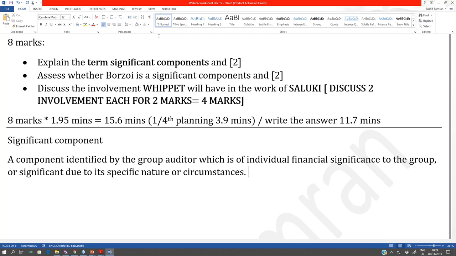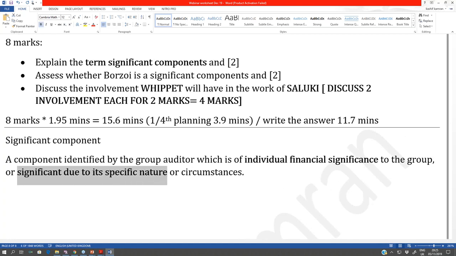Now, which component are we looking for? We are looking for Borzoi. Borzoi is a component for the group, and it says a component identified by the group auditor which is of individual financial significance. Is Borzoi financially significant to the group? We need to identify that in the next part. But if a component is individually financially significant, then that is a significant component. And not just that it can be of individual financial significance, it could be significant due to its specific nature.